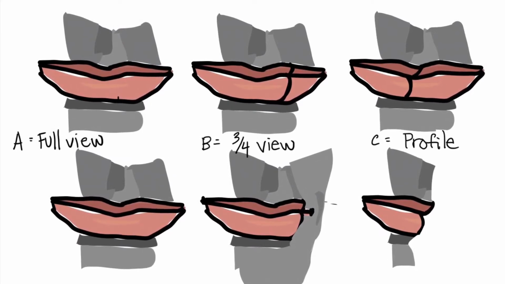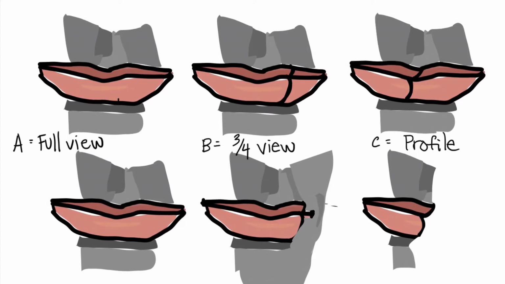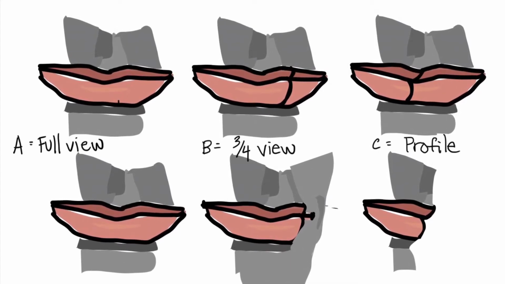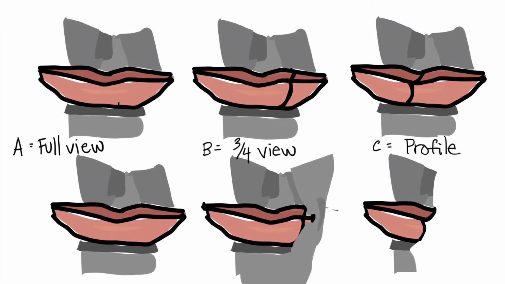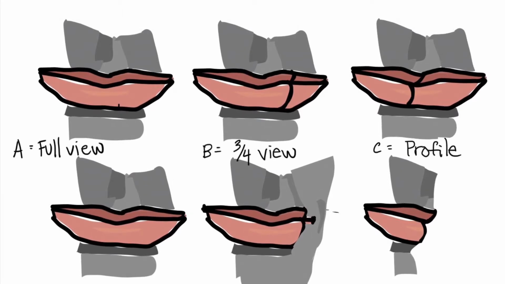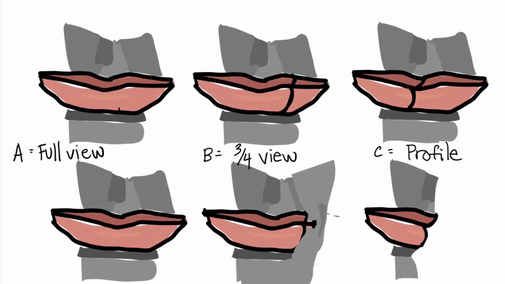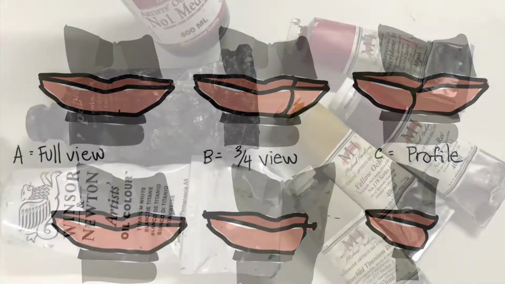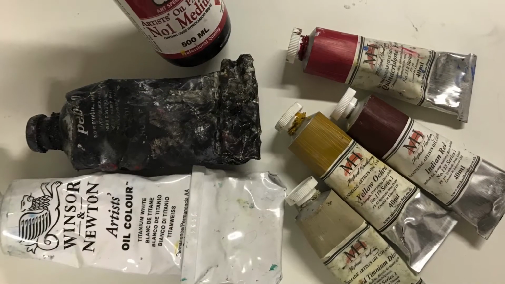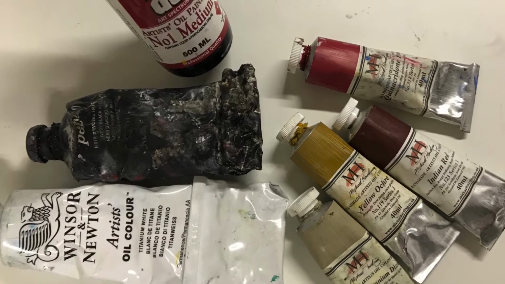If you look at C, I am completely halving those lips and smoothing or rounding the corners. And if you look at the bottom diagram, you'll see that there's no corners at all except for on the left-hand side. Today I'm using Winsor & Newton and Michael Harding oil paints.